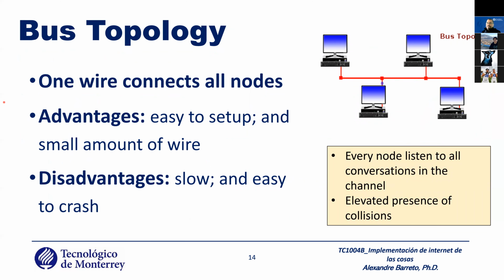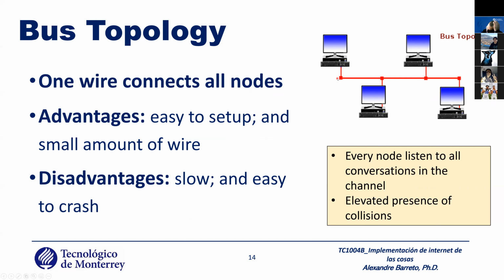There are a lot of different types of topology. The first one is the bus topology, okay? The bus topology is a very simple topology where you have a cable and all nodes are on the same cable, okay? For example, you have a cable, the media, and all nodes are connected to the media. What is the advantage? It's simple to set up and uses a small amount of wire because you need only one cable. The disadvantage is that it is slow and easy to crash.